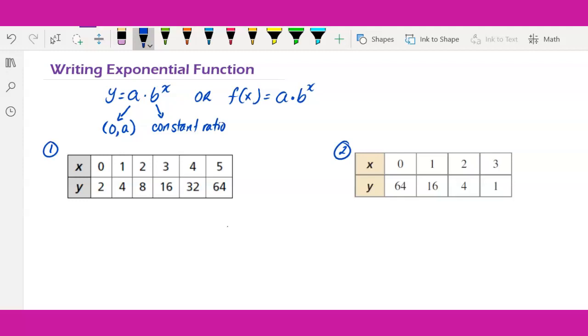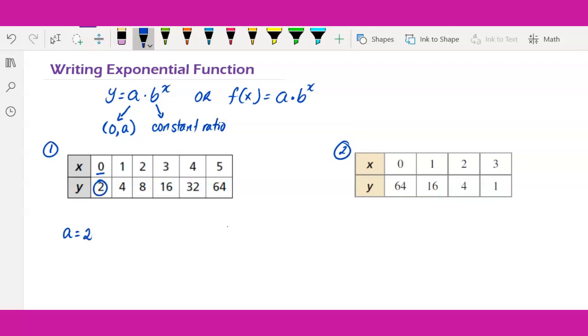All right, so now let's take example number 1. Okay, example number 1, we have x equal to 0, 1, 2, 3, 4, 5, and then y is equal to 2, 4, 8, 16, 32, and 64. Alrighty, so what is our a equal to? Well, when x is equal to 0, that's your a. So it's going to be a is equal to 2.